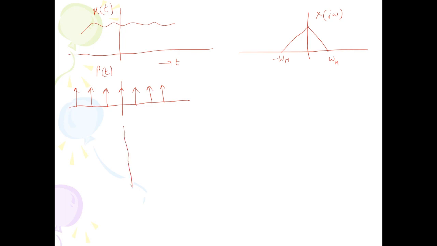The output will be represented with a dotted line. So this is, and this, and this, and this. This is x p of t, which is nothing but x of t into p of t. So this is 0.